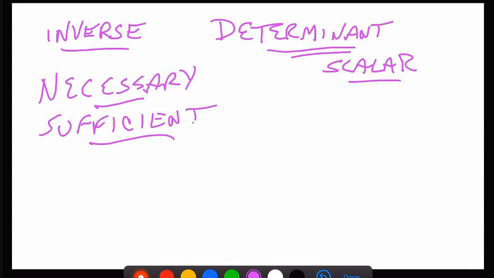So necessary is something that has to be true, but generally is not enough in and of itself to make something true. Sufficient is something that is by itself sufficient to prove something, but it isn't necessarily necessary. So if I'm in France, that's sufficient, but it's not necessary. If I'm out of the United States, that's necessary, but it's not sufficient.